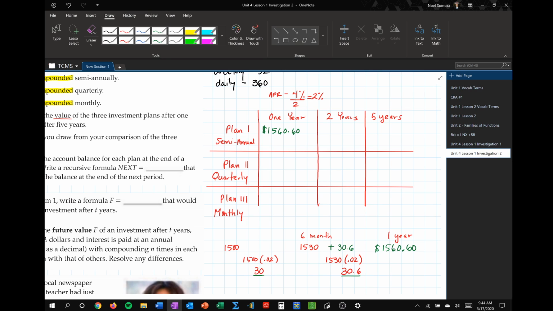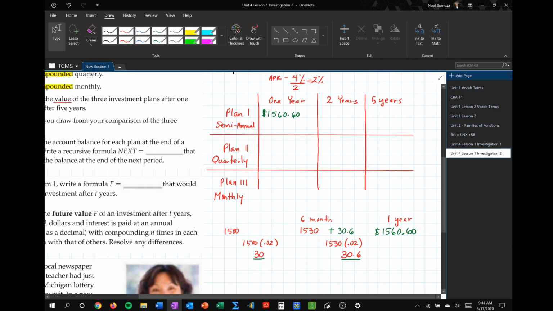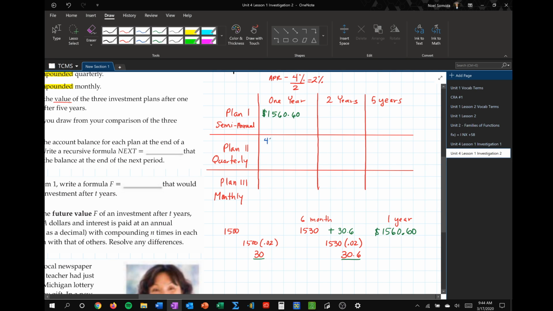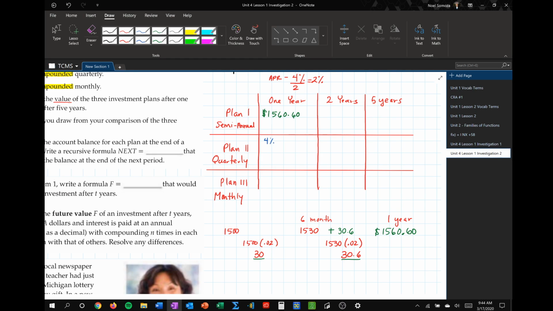All right, now how would that have worked, or how does that differ from what you would do if it was quarterly? Okay, well, if it's quarterly, you got to set up the timeline a little differently, and you got to break up the APR differently as well, right? Because the annual interest is 4%. However, you're going to break it up into 4 parts, right?